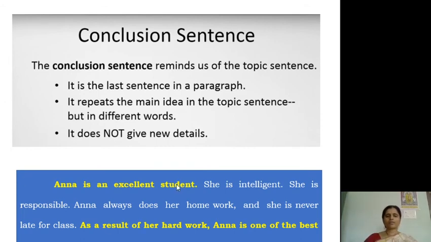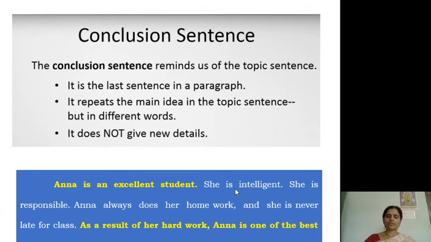Now, "Anna is an excellent girl" is the topic sentence, and to strengthen this sentence we have added a lot of details here: she is intelligent, she is responsible and always does her homework, and she is never late for class. All these details are supporting the topic sentence. And let us see the concluding sentence. As a result of her hard work, Anna is one of the best students in school. We have come to the conclusion that the girl is one of the best students in school.